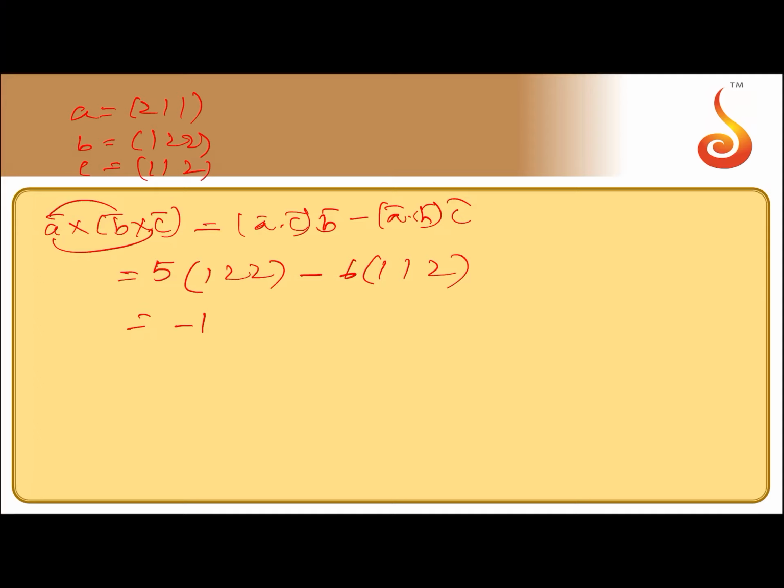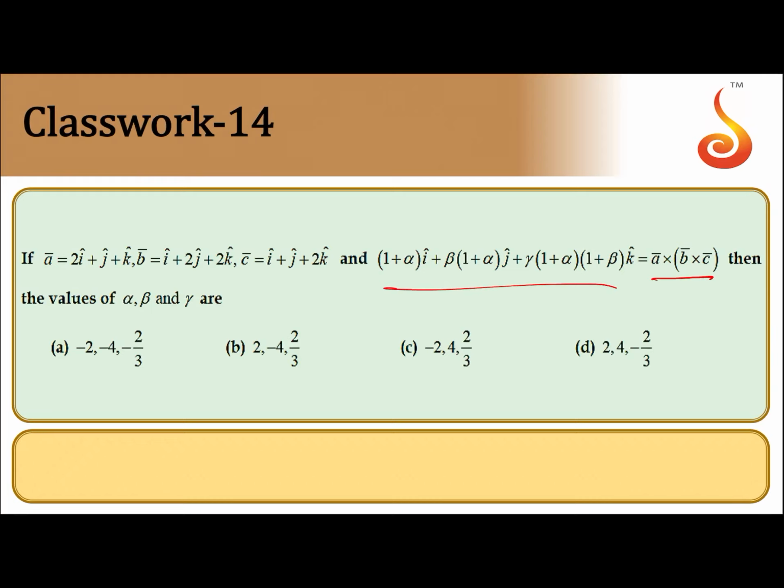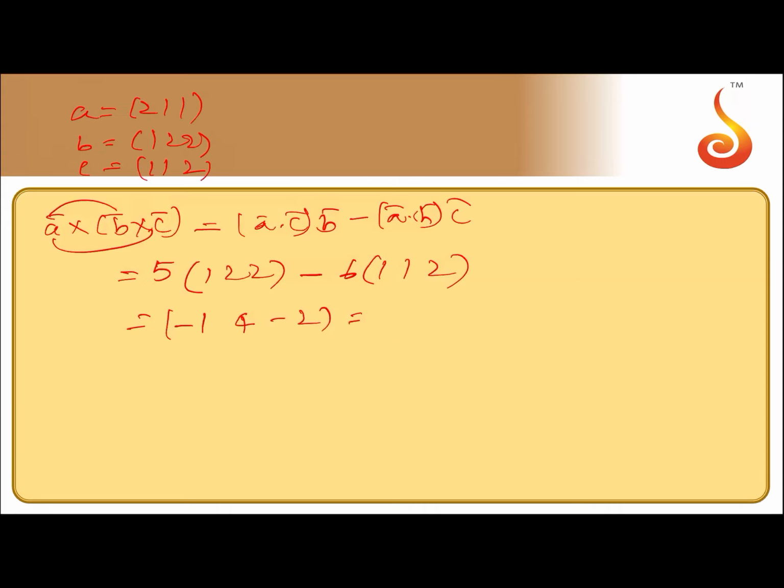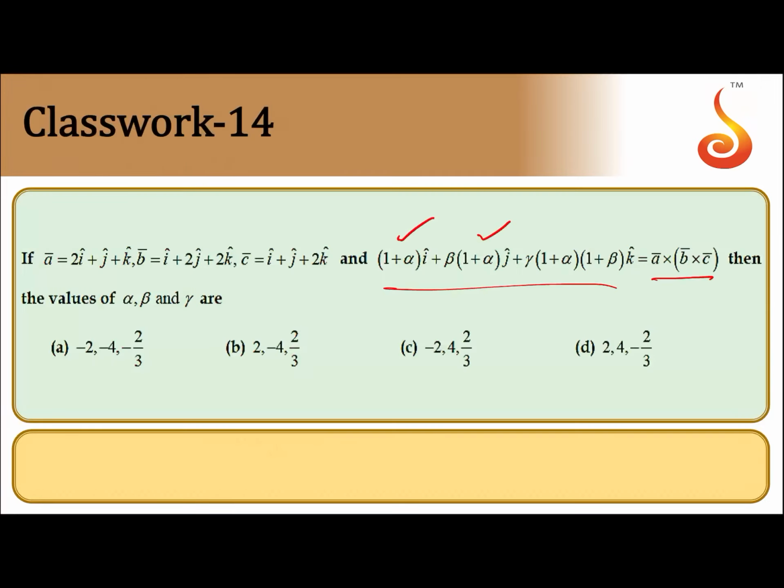Obviously 5 minus 6, I hope we'll be getting minus 1, and 10 minus 6, 4, and 10 minus 12, minus 2. Minus 1, 4, minus 2. So you compare with the corresponding values of the left hand side. So 1 plus alpha into I, and 1 plus alpha into beta. The first one, 1 plus alpha is equal to minus 1, and alpha is equal to minus 2. Beta multiplied by 1 plus alpha is equal to 4. 1 plus alpha minus 1 means beta is equal to minus 4. Alpha minus 2, beta minus 4.